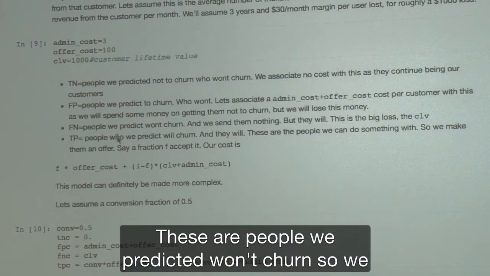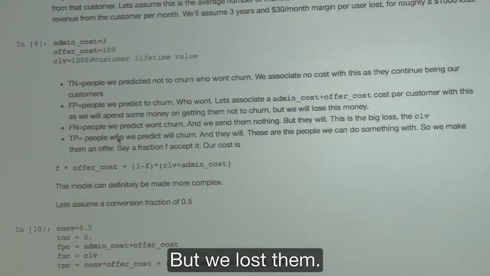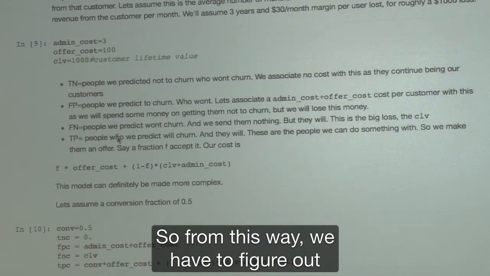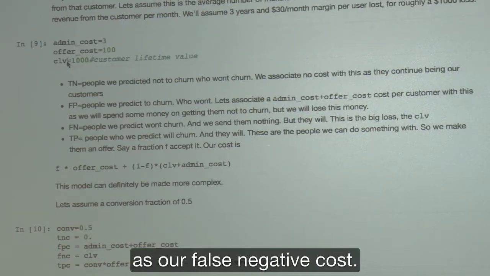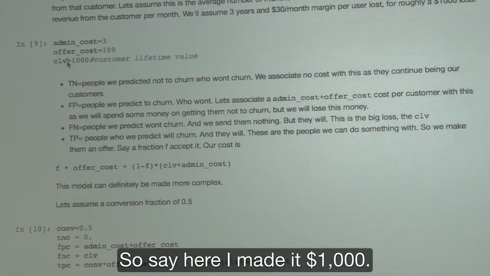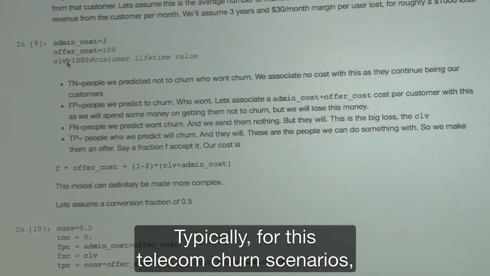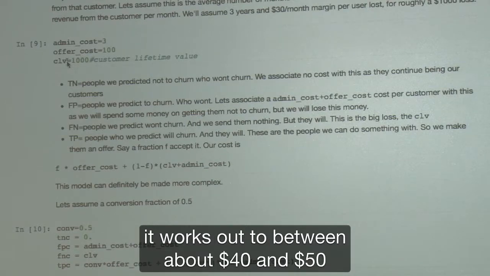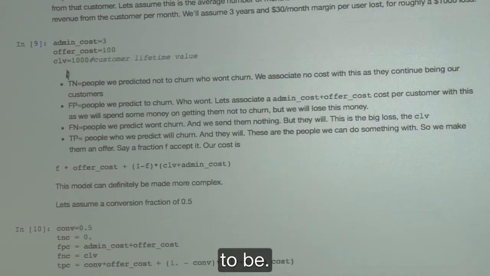False negatives. These are people we predicted won't churn, so we didn't send them anything, but we lost them. So we have to figure out what their lifetime value is and put that as a false negative cost. Say here I made it 1,000. We could have said 2,000 over 2 years. Typically, for these telecom churn scenarios, it works out to between about $40 and $50 per month per customer. So you can do the math as to what that number comes out to be.